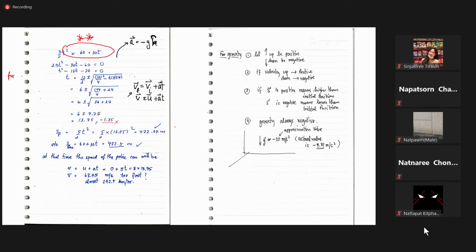For ax squared plus bx plus c equal to 0, we use x equal to minus b plus or minus the square root of b squared minus 4ac, over 2a. So we have that equation of t squared minus 12t minus 24. In that case, a equal to 1, b equal to minus 12, c equal to minus 24.